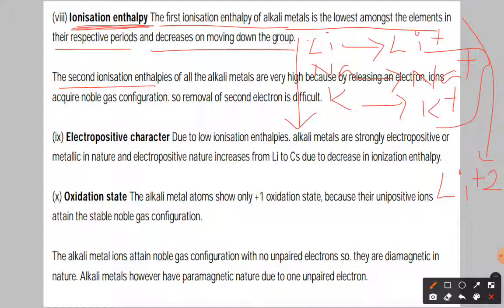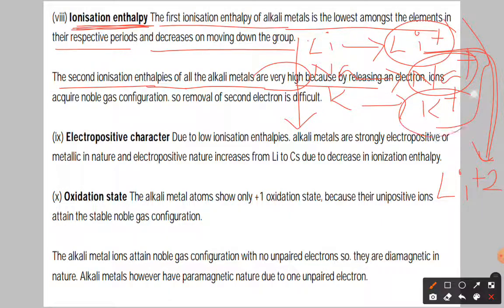So here the second ionization enthalpy of all alkali metals is very high. Why? Because after losing the electron they have already got the noble gas configuration. Once they have the noble gas configuration, as you know very well, it is difficult to remove an electron. So we have the more second ionization enthalpy. For example, sodium: once you remove the electron, it gets the neon electronic configuration. So it is difficult to remove the electron. So compared to the first ionization enthalpy, the second ionization enthalpy is more.